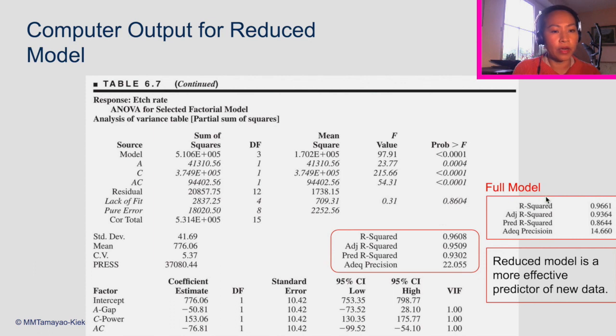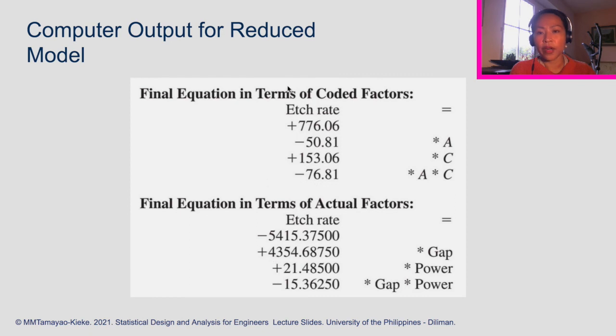So recall that for the full model, the R squared was 0.9661 compared to 0.9608 for the reduced model. Adjusted R squared was 0.9364 for the full model, and for the reduced model, it's actually 0.9509, which is higher. And looking at the prediction R squared, for the full model, you have 0.8644, whereas for the reduced model, you have 0.9302. And this signifies that the reduced model is actually a more effective predictor of new data. And therefore, the final equation in terms of the coded factors is as such. And then the final equation in terms of the actual factors is as such.